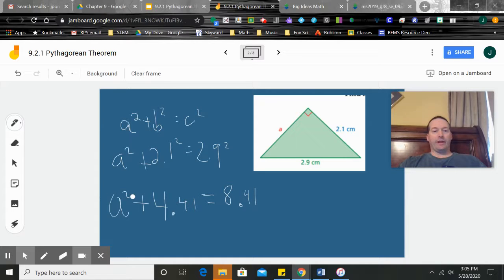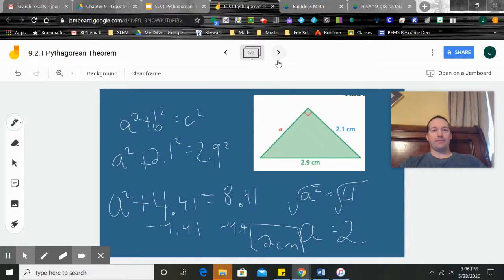So what am I doing? I'm squaring it, then adding 4.41. So I just subtract my 4.41 from both sides. I'm going to come to the side over here just so it's a little bit easier. So A squared is, that minus that, is 4. Well, to find A, I take the square root of both sides just like we did last time. A equals 2. So this would be 2 centimeters because that's the units we have.